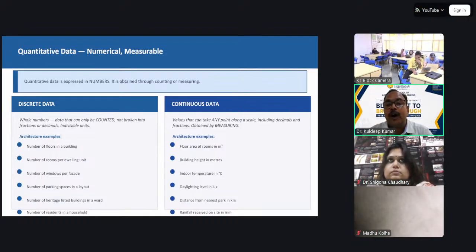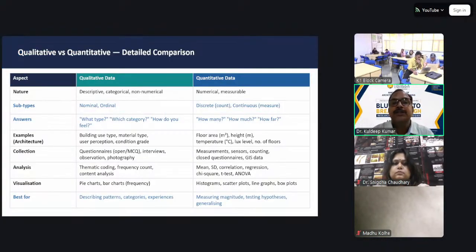So if you count the number of rooms in a flat, it's discrete. But if you measure the area of the room in square meters, it's continuous. That is the basic difference. So here is an overall full comparison on screen to see both the data families side by side.